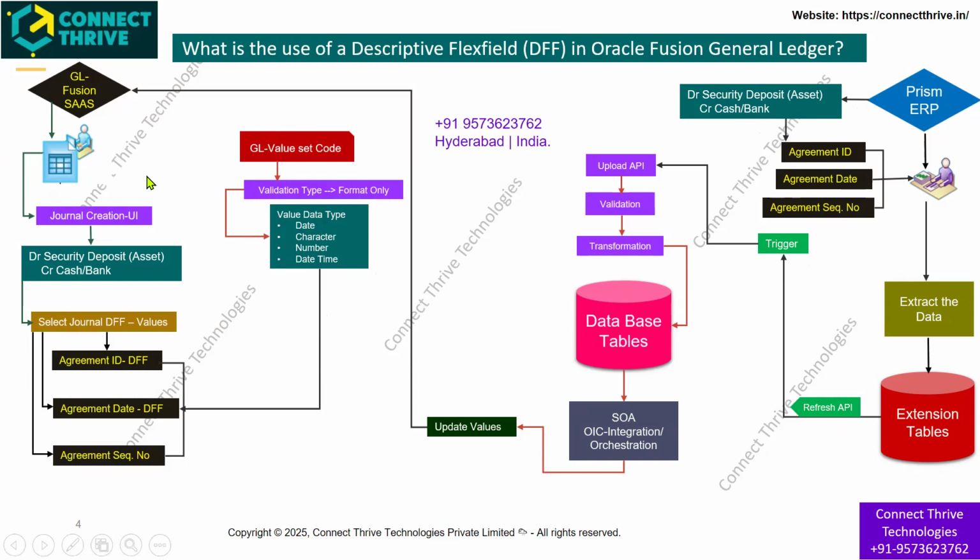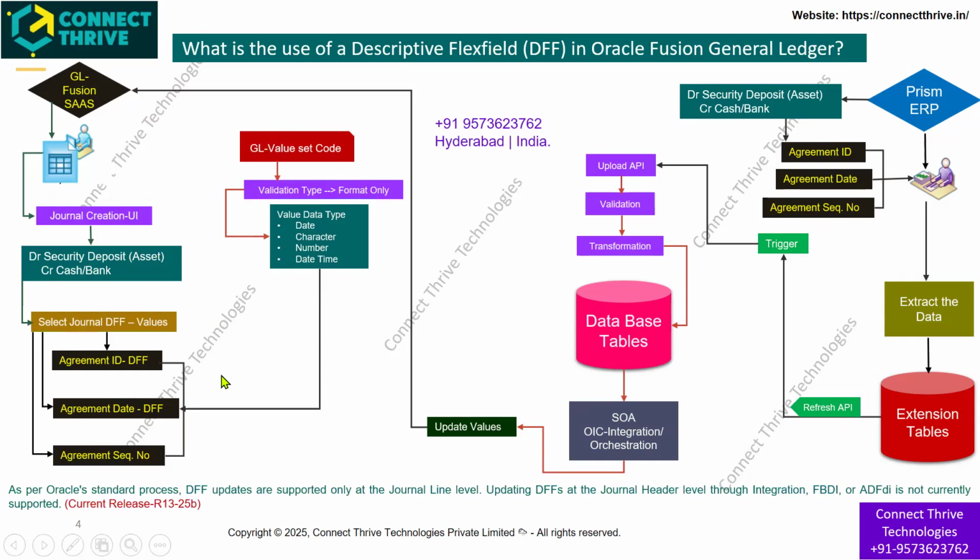Then after that, I want to highlight something here. Today I'm doing the video on the 24th of June. By this time, as per my knowledge, and I don't know if maybe in recent releases Oracle has given a fix, we can create a DFF at the journal header level only manually. That means we can create the DFFs via the UI at the journal header manually, and it will work.